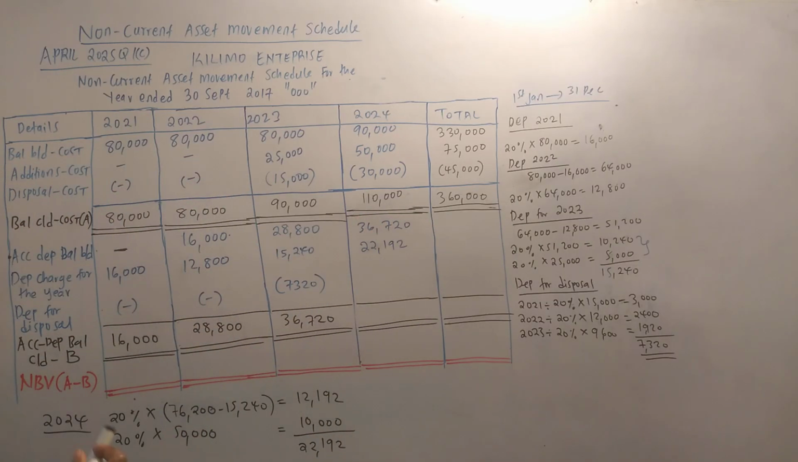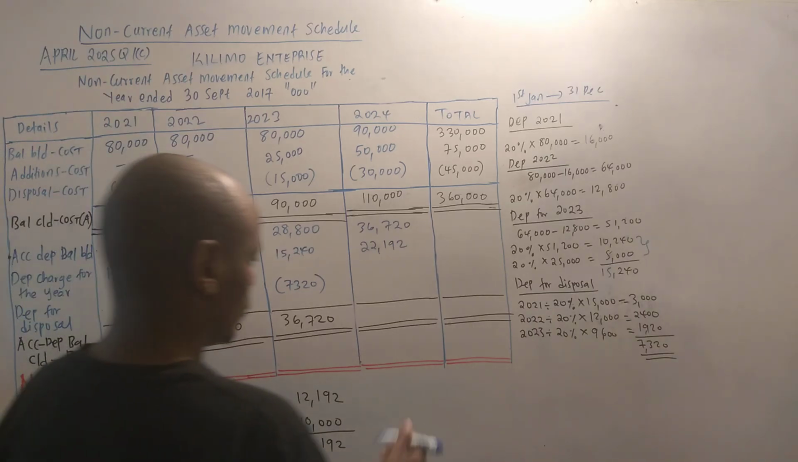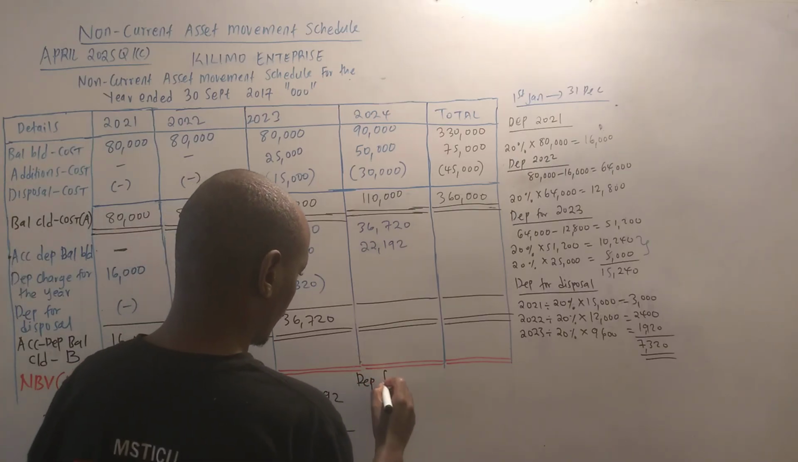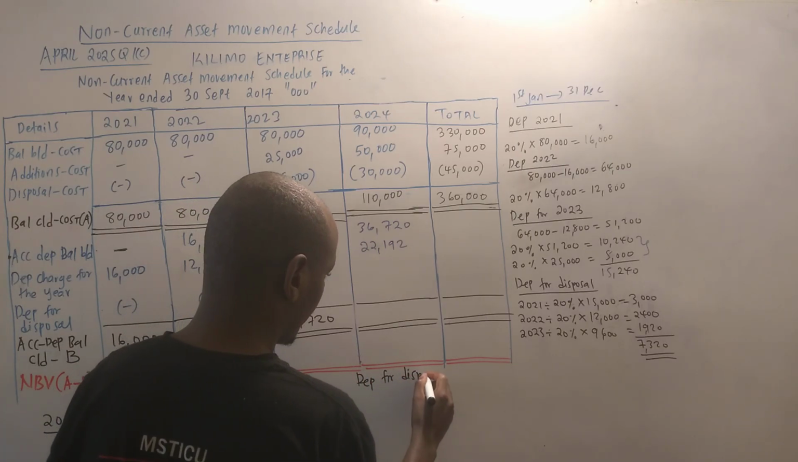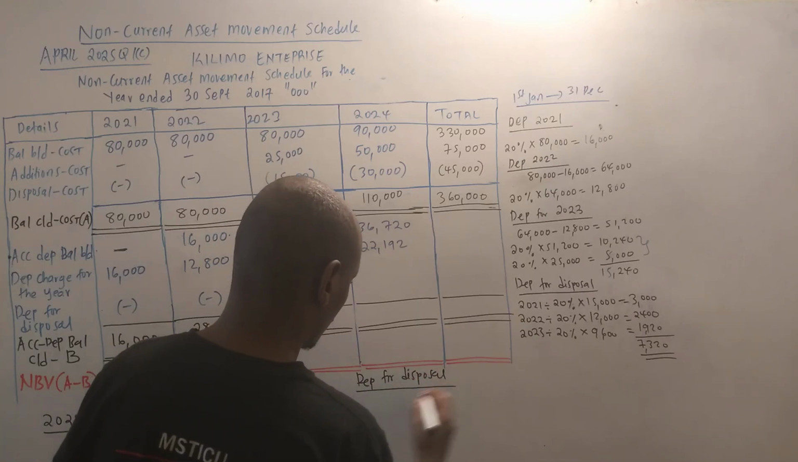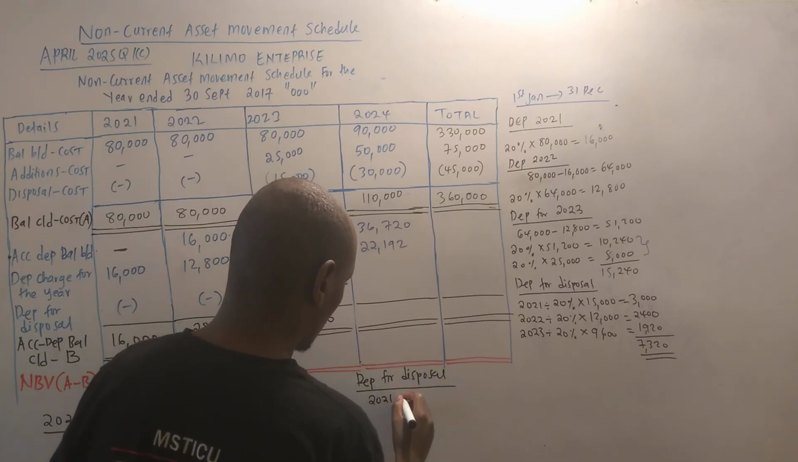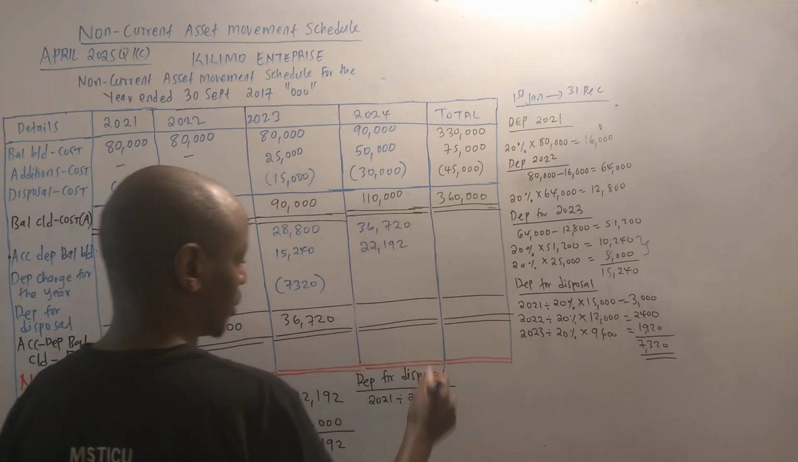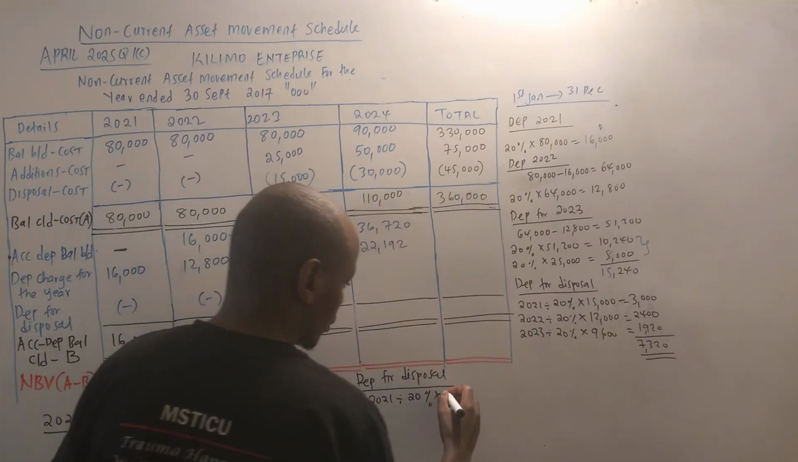Then goes 36,720. Now we can also compute for disposal. So depreciation for disposal, at 2021, which is 20%. So how much was disposed? 30,000, but it was acquired in 2021. Let's not consider 2021.